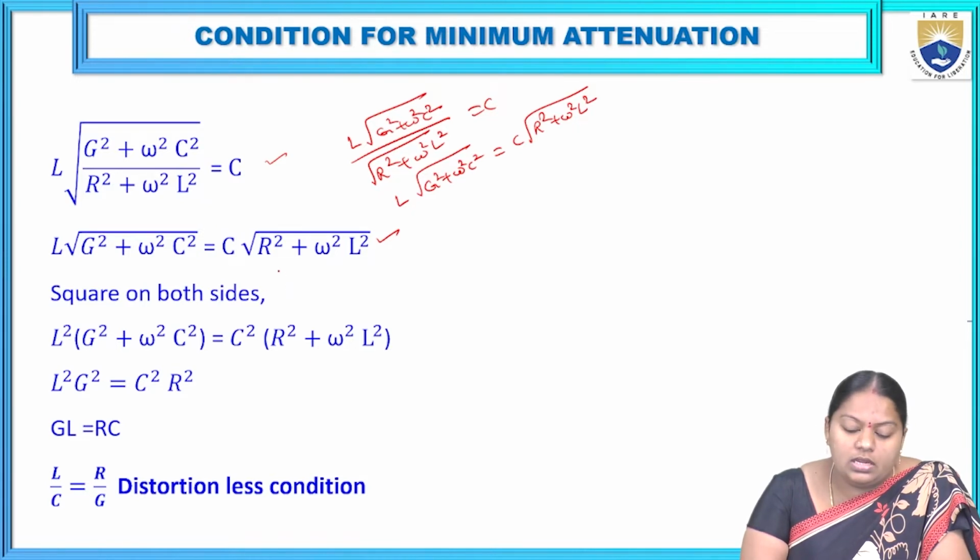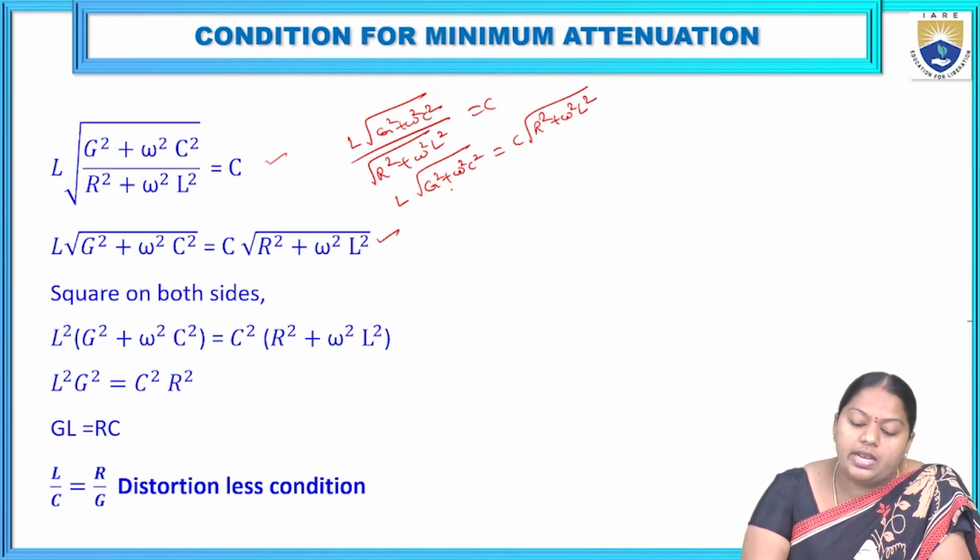Now in order to separate our real terms, means resistor, inductor, capacitor and conductance separately, we consider square on both sides. Why? Because if you observe the LHS part as well as the RHS part, square root terms exist on both sides. To cancel those, we just consider square on both sides. Now squaring on both sides gives us this, means L square into this square and this gets cancelled. Here this square and this gets cancelled.